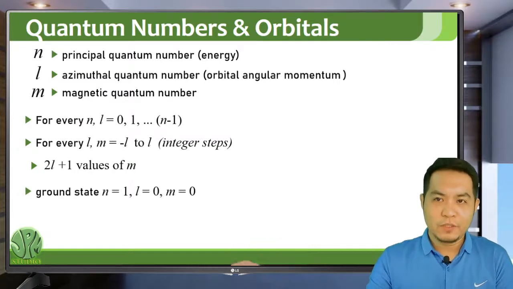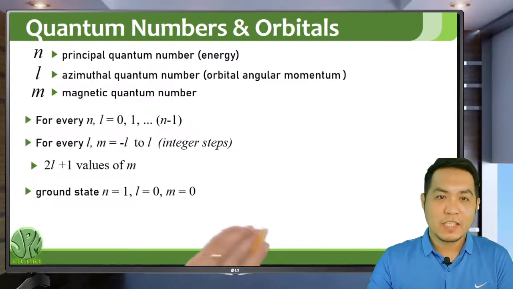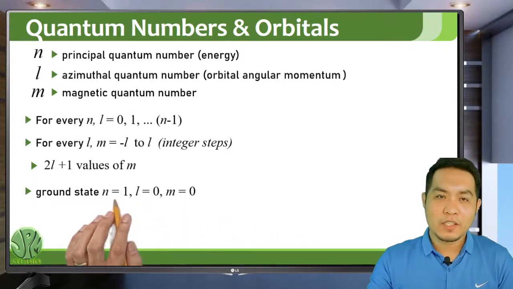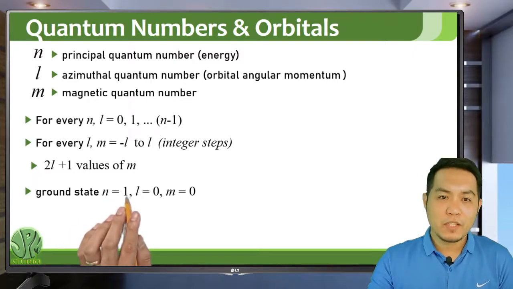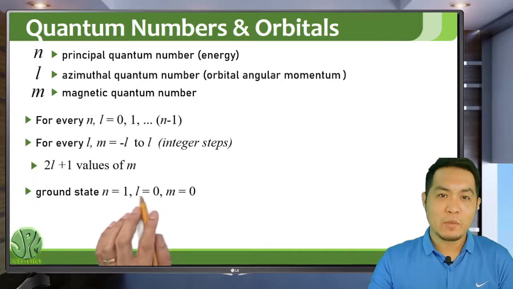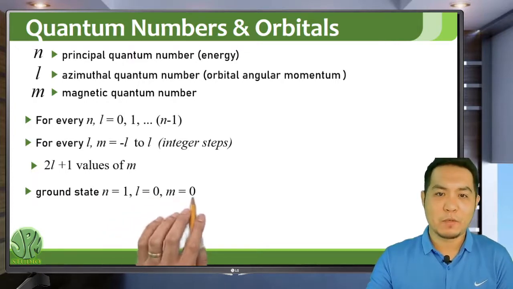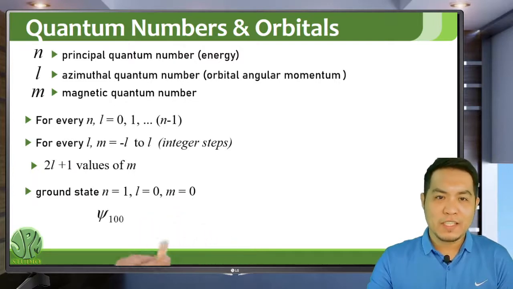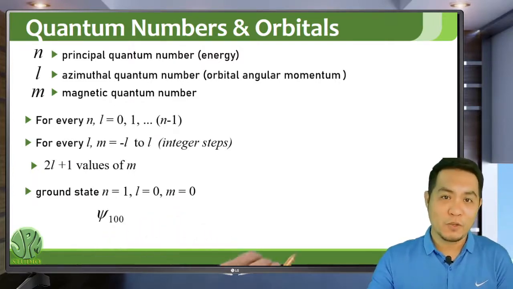So therefore, if you want to formulate the ground state, it is actually the lowest number of n, n is equal to 1. And when n is equal to 1, there's only one value of L. L is equal to 0. And when L is equal to 0, there's only one value of m. That is, m is equal to 0. So in this case, our ground state usually is psi 1, 0, 0.